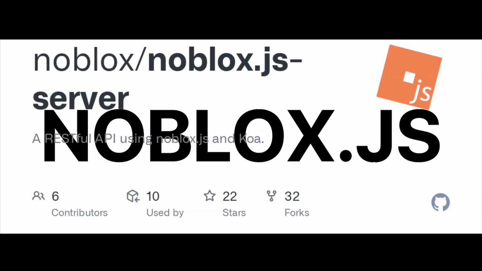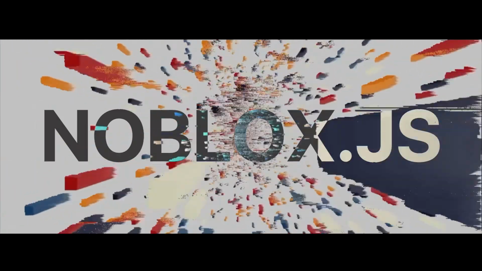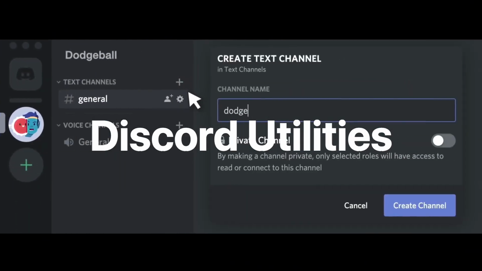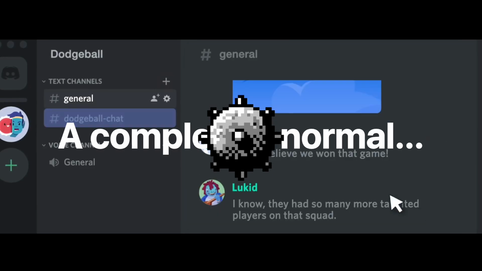This is noblox.js. It's a commonly used API wrapper that Roblox developers often implement into their games or Discord servers. It can be used for promoting users, shouting events, or creating Discord utilities. A completely normal package.